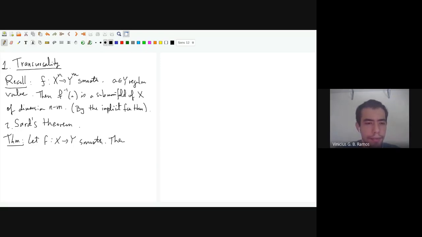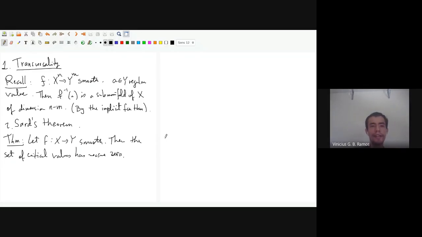then the set of critical values has measure 0. I'm going to define the set of critical values in a little bit, but the critical values are the opposite of regular values. A set that has measure 0 actually can't contain any open sets. So that means, in particular, the set of regular values is not only non-empty, but it is dense. So it's very different than regular values.